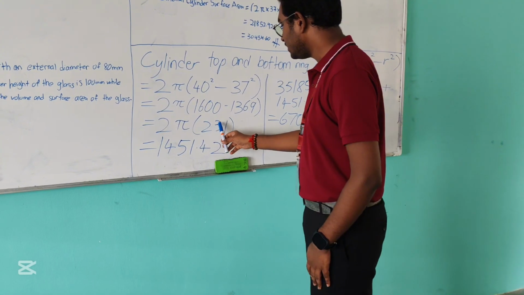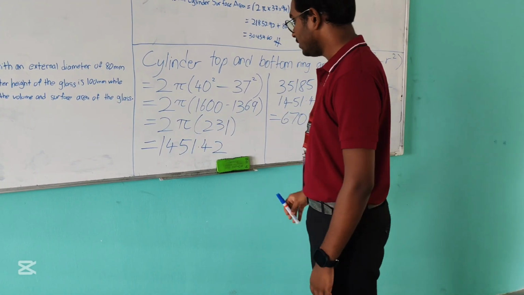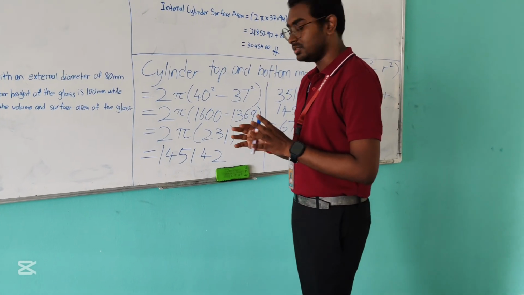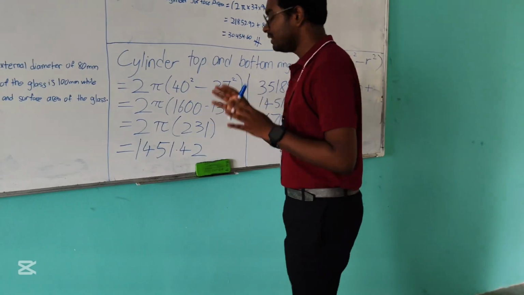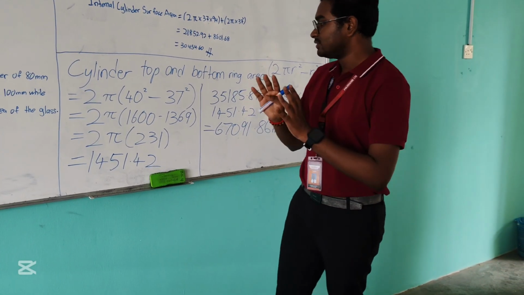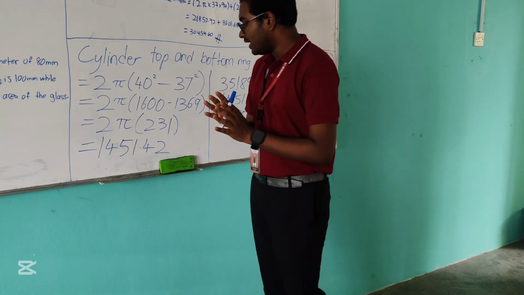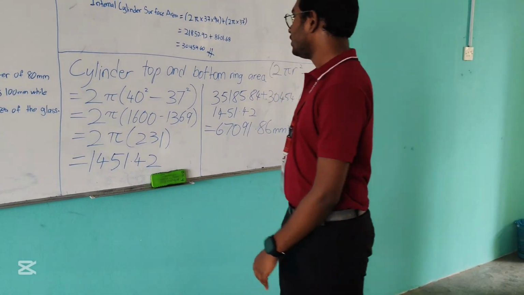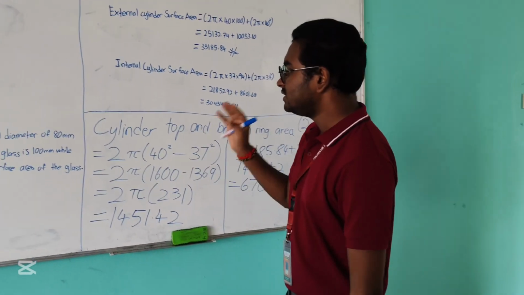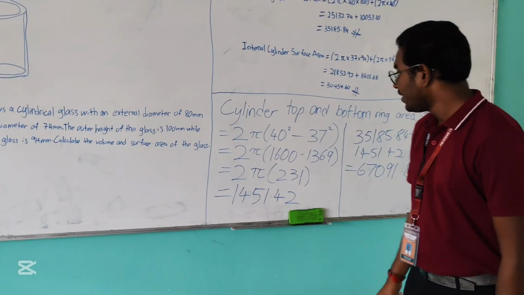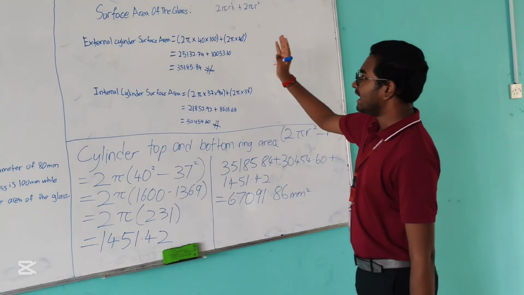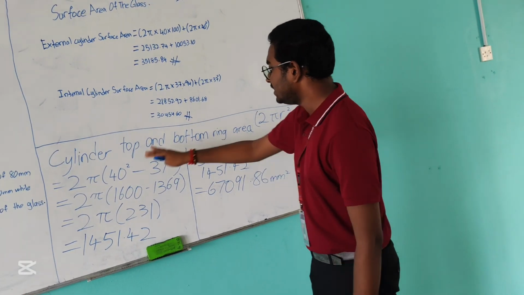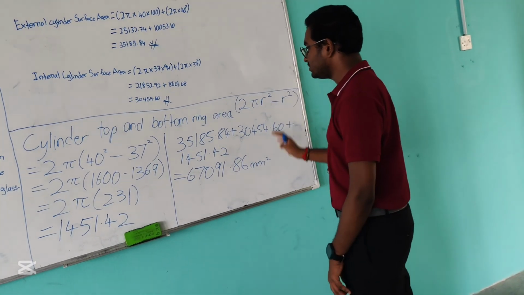So what we're going to do is use 231 in this equation: 2 pi, sorry, my mistake, 2 pi r. So 2 pi in bracket 231 will get 1451.42. To calculate the total surface area of the glass, we need to add the external cylinder surface area, the internal cylinder surface area, and the cylinder top and bottom ring area.